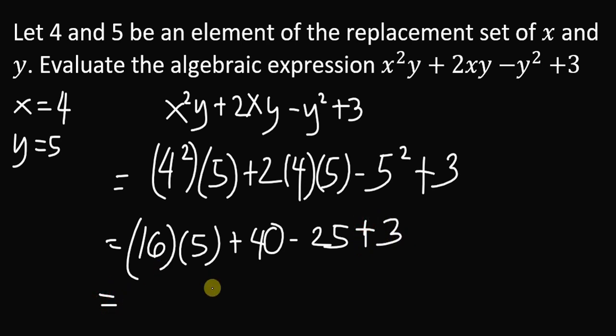So, what is 16 times 5? That is 80. Then, 40 minus 25, that is 15. Plus 3, and that is 18. So, that is positive 18. Then, 80 plus 18 is 98. So, that's the answer.